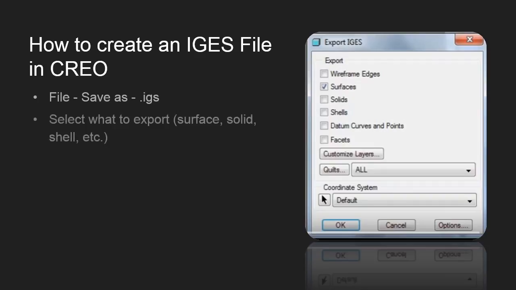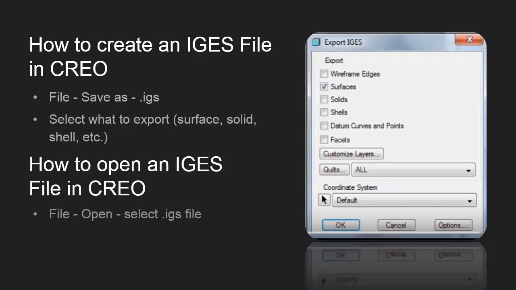Creating an IGES file in Creo is simple. With the part or assembly open, click File, Save As, and select .iges. A selection prompt will arise and the user must select what information to extract. Choices include the surface, solid, or shell. To open an existing IGES file, click File, Open, and select a .iges file.